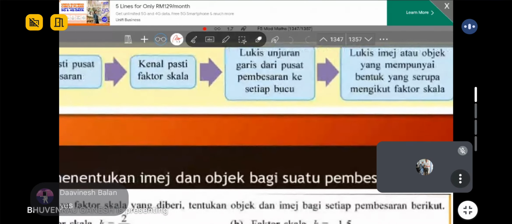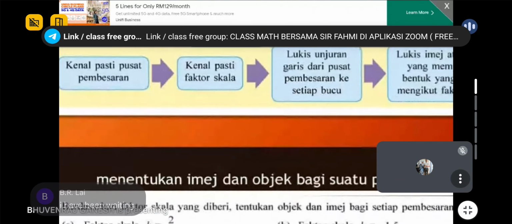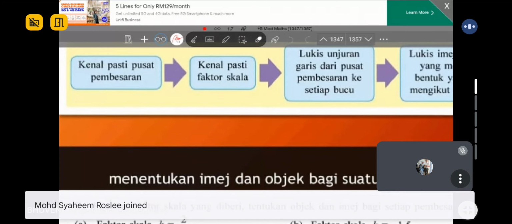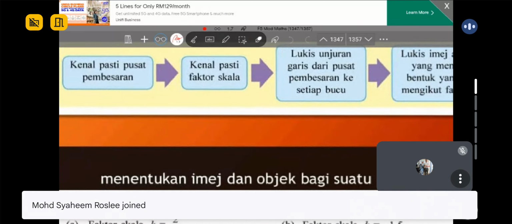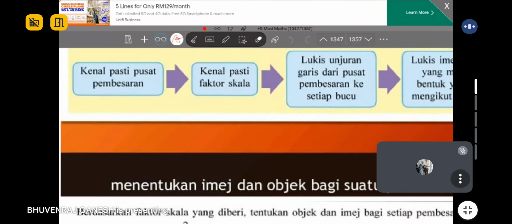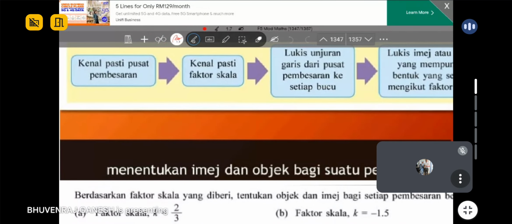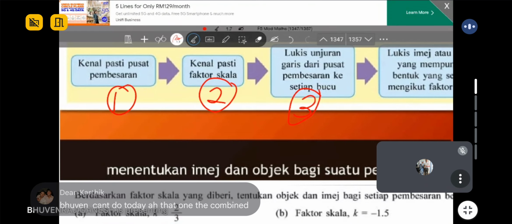How to determine the center, I actually explained to you already. This is the steps. The real part is actually combined transformation, but we just do it. First step, we always determine the center, pusat pembesaran. Second step, scale factor, faktor skala. Third step is like what I told you: connect the corresponding points on the object and image.